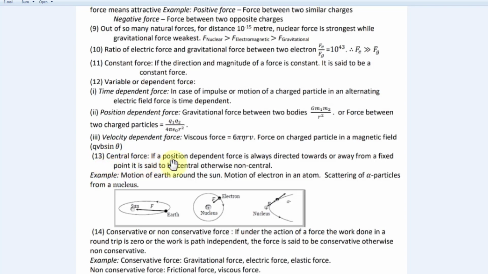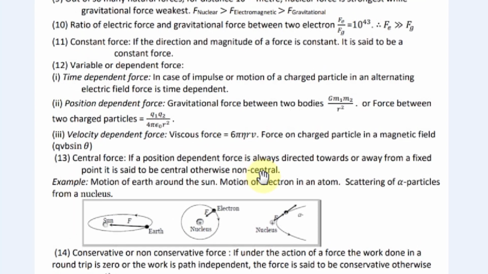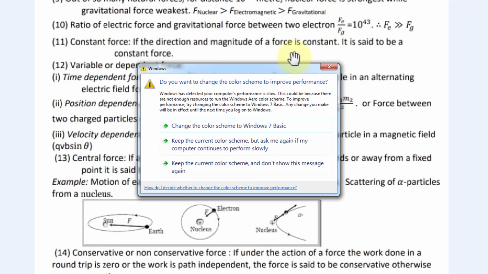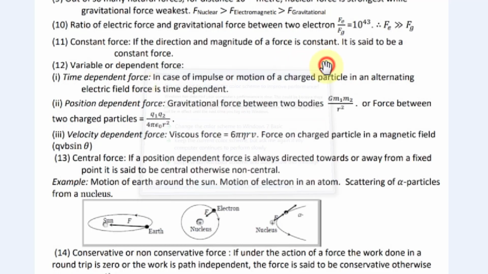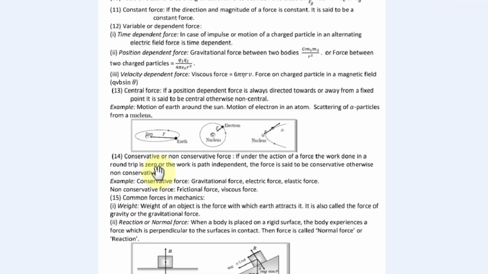Next is central force. If a position dependent force is always directed toward or away from a fixed point, it is called central, otherwise non-central. Examples: motion of the earth around the sun, motion of satellites around the planets, motion of electrons in an atom, scattering of alpha particles from a nucleus. All of these come under central force.